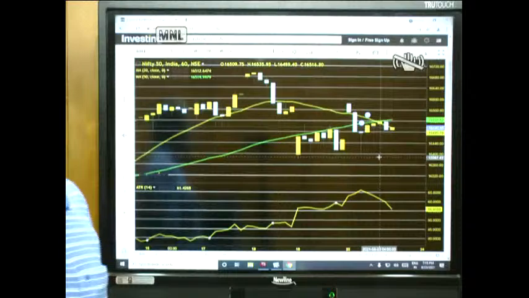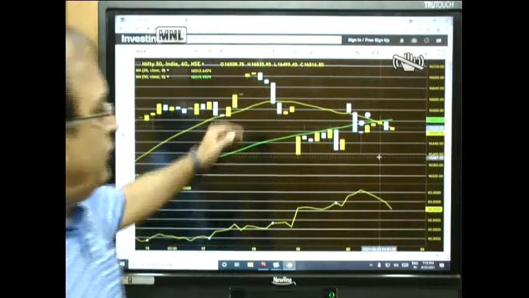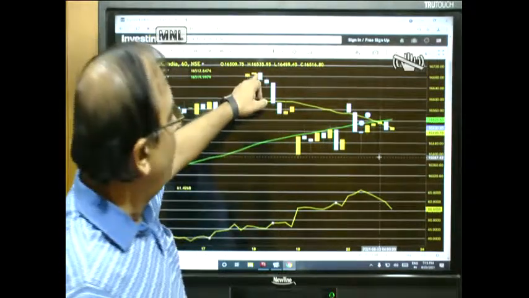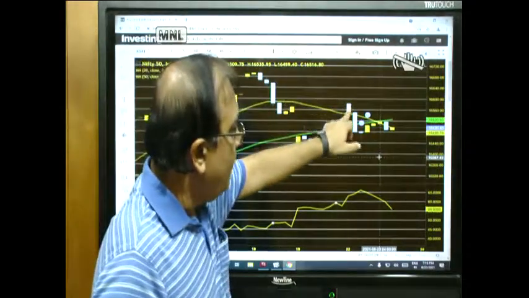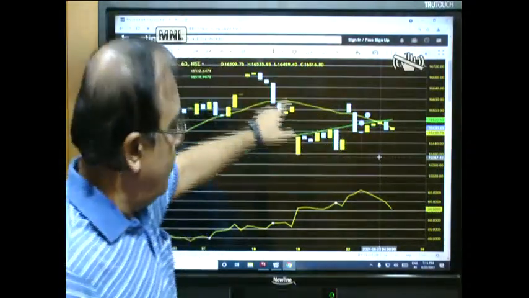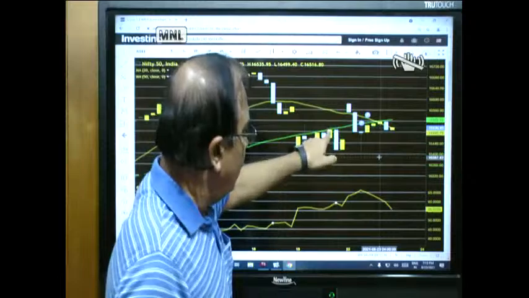But in case somebody is trading only on the hourly chart, then for trend purposes, I'm saying this is a higher top. This is a top. Then this is a lower top. Of course, this is a top, and this is higher.